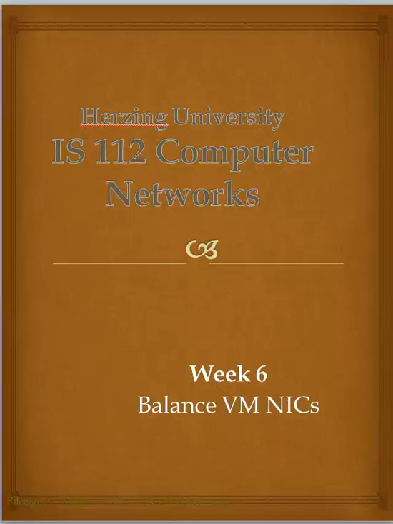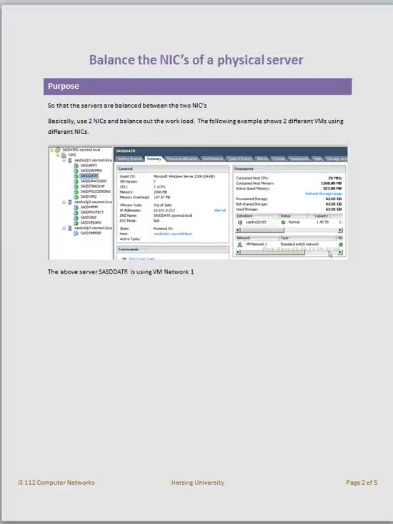Okay, for this week we're going to do a little bit of balancing network next. Let's go. So the purpose of this presentation is to balance out the NICs between two servers. Basically, there are two NICs and we balance out the workload. The following example shows two different virtual machines using two different physical network interface cards. The above server is running on VM network 1.